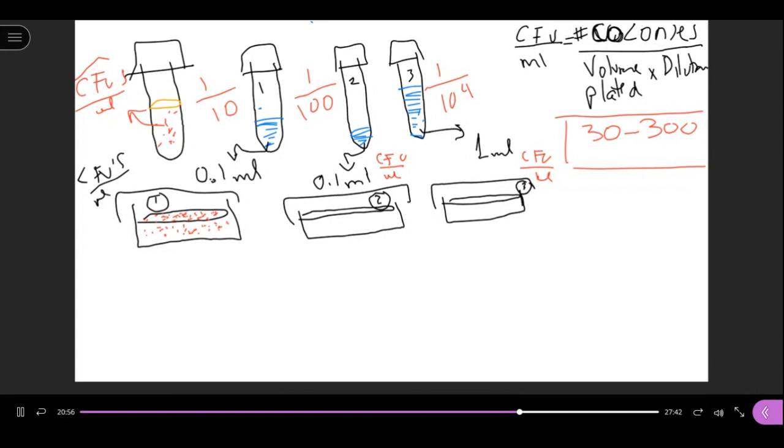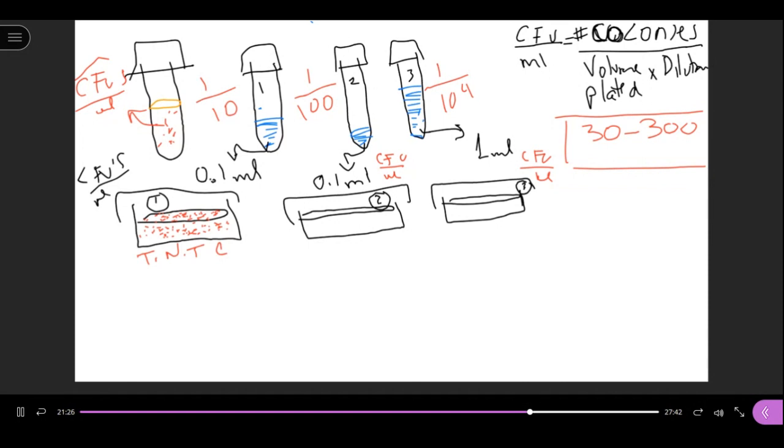All right, so let's say plate 1 had tons of colonies, so many that you just can't count it. So you report that as too numerous to count, or TNTC. Not a good plate. So let's see what happened with plate number 2.